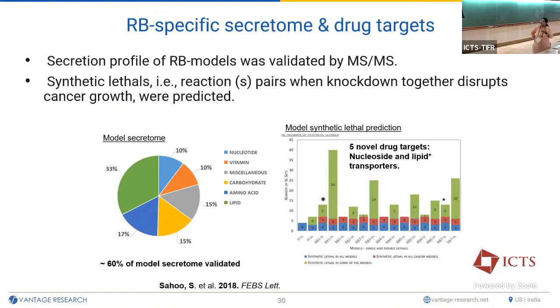So he tested for knockdown of reactions in pairs. When you knock them down together, you kill the cancer cell, but you do not harm the healthy cell. And we identified certain transport proteins, in terms of nucleoside transporters and lipid transporters. Knocking them together is killing the cancer, and it is not harming the healthy cell. Okay, so these were certain interesting aspects that we saw from the retinoblastoma study.